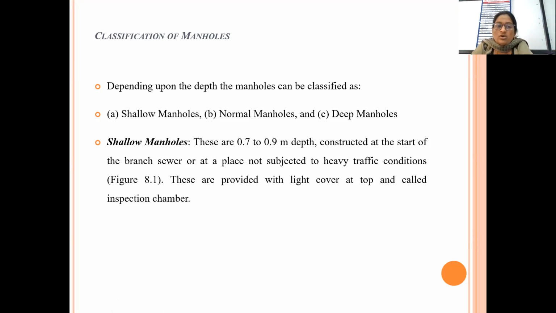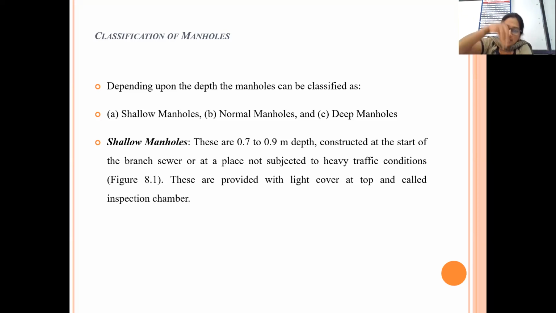So what we can say shallow manhole? When the depth of the manhole is in the range of 0.7 to 0.9 meter. Usually it is constructed at the start of a branch sewer, or at a place not subjected to heavy traffic conditions. It can be covered with a light cover top. Simply, it will be an inspection chamber.